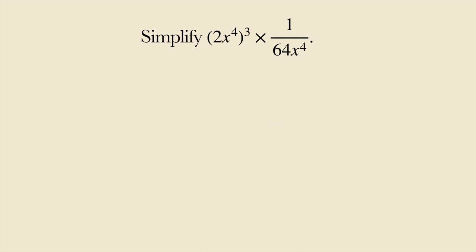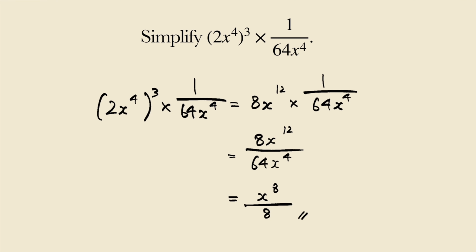For this question, because of the parentheses here, understand the cube applies to the 2 and the x to the power of 4. Okay, let's take a look here. So 2 cubed is 8, x to the power of 4 cubed. Now, in this situation, we actually multiply the power. So in this case, it's 4 times 3, giving us 12. Well, we're multiplying by this fraction here. Why not put this as the numerator, like I've done here?